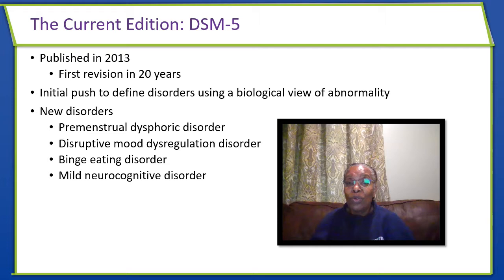Anyway, so when we go to update again, if there's another revision, what's going to happen is now they can say DSM 5.1 or DSM 5.2 in the future to say that there's been revisions. Whereas before, like I said, the last update before the 5 was the DSM-4 TR, which kind of got confusing for people.